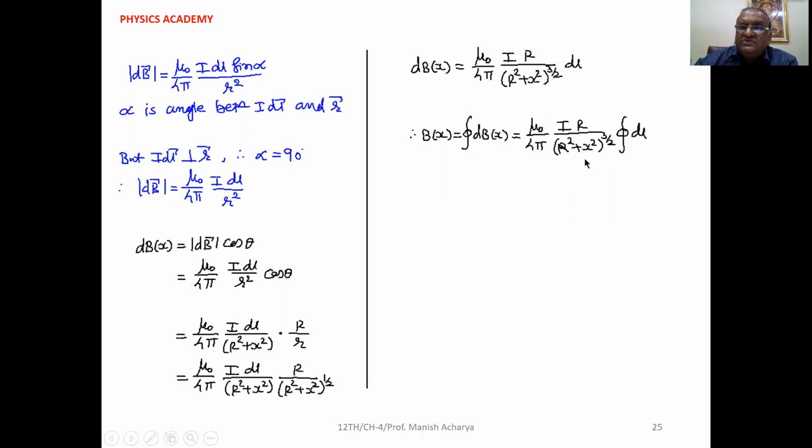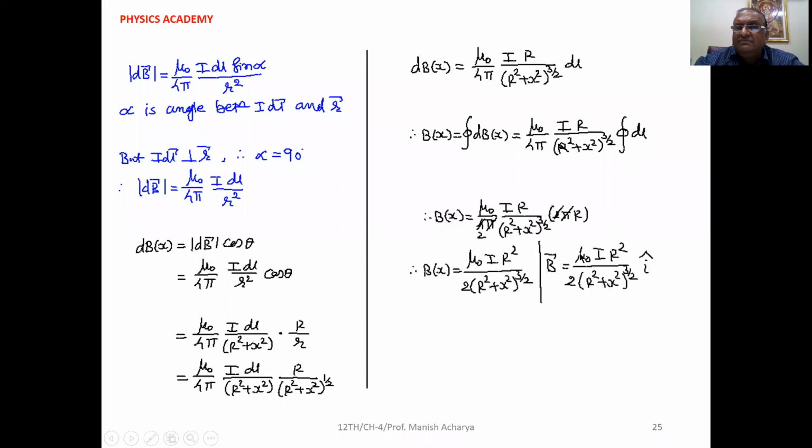That is constant, so it is taken outside the integration. So we can write integration dl. Now if the entire ring is divided into so many infinitesimally small line elements dl, dl, dl, and then we take the summation of all these, we will get the circumference of the ring. So this integration dl is nothing but 2 pi r.